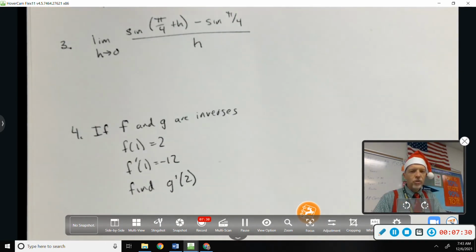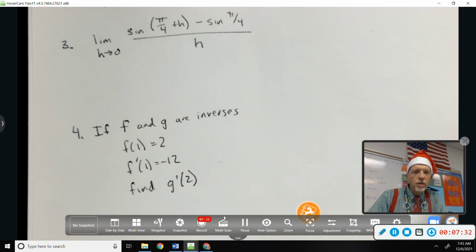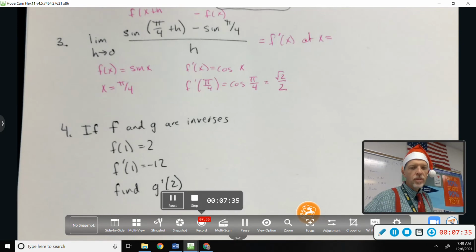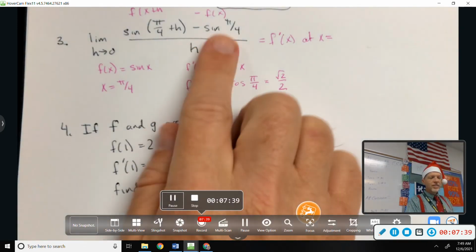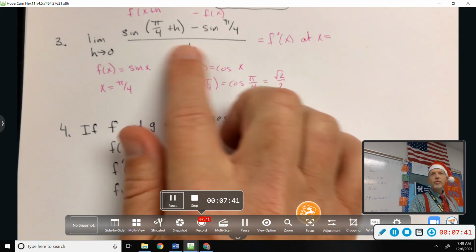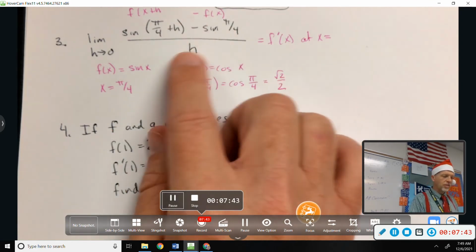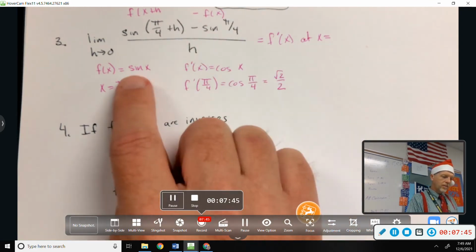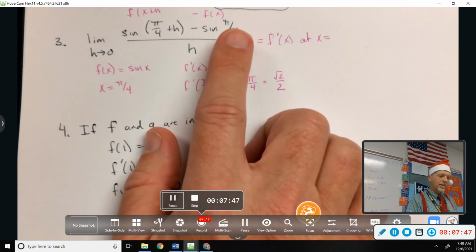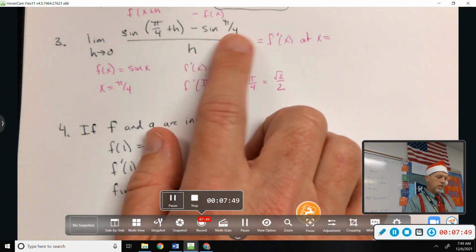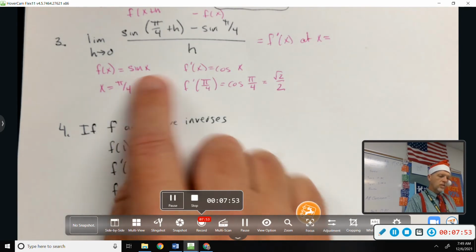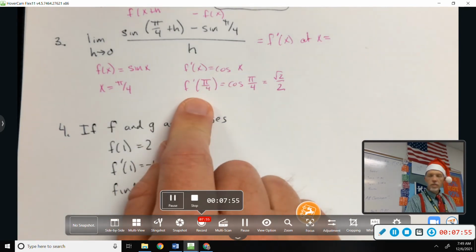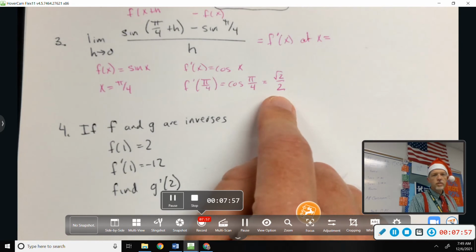Again, you try those. We'll come back and go over them in a minute. Again, looking at 3, you're supposed to recognize that that's the form of a derivative. That's the definition of a derivative, where f of x is sine and x is pi over 4. So the derivative is cosine, and then plug in pi over 4, and you get root 2 over 2.